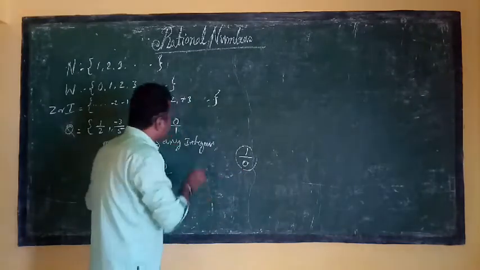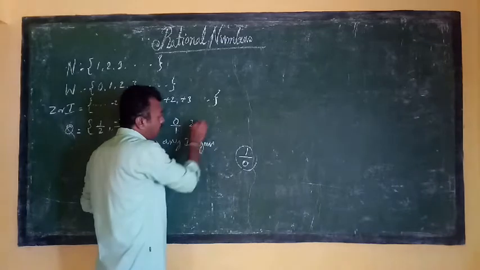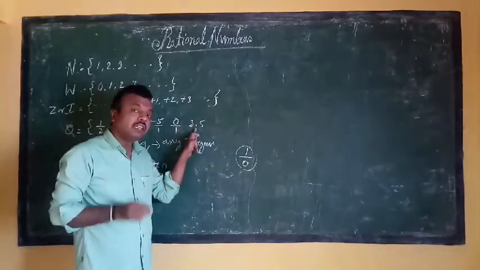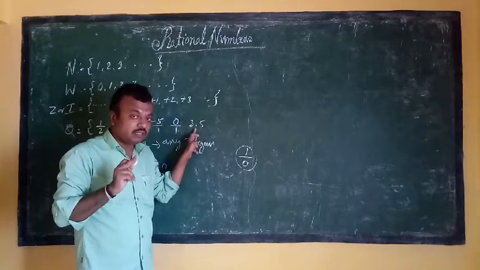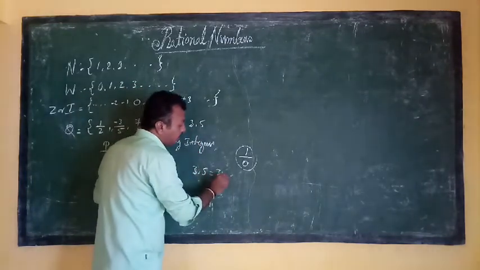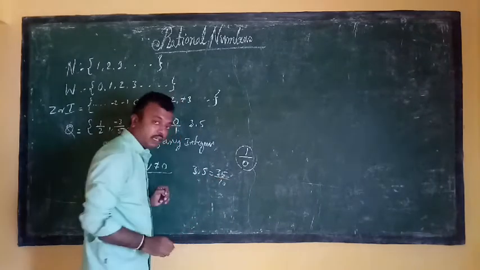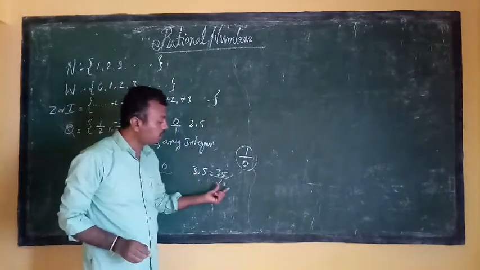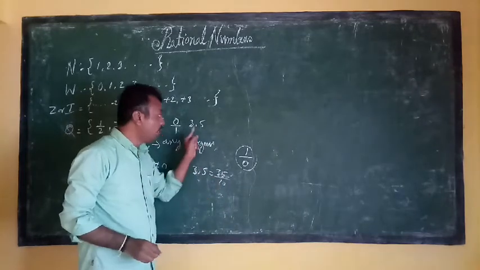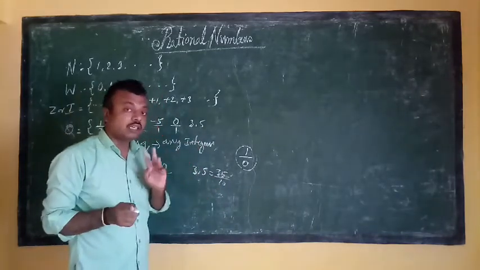Understand? So next one, 3.5, students. 3.5 is basically a decimal. Is it a rational number? Yes, it is also a rational number. Like how? 3.5 can be written as 35 by 10. Can I write 35 by 10? The decimal form is written in fraction form, 35 by 10. So 35 by 10 is in P by Q form. Therefore every decimal number is also a rational number.